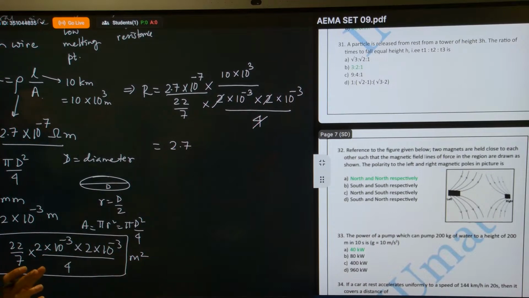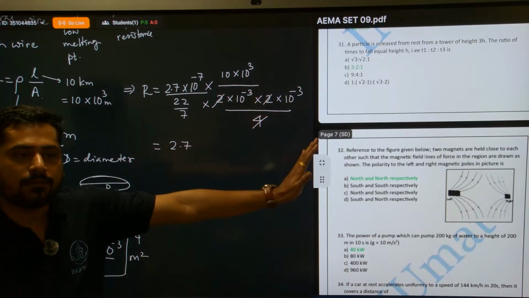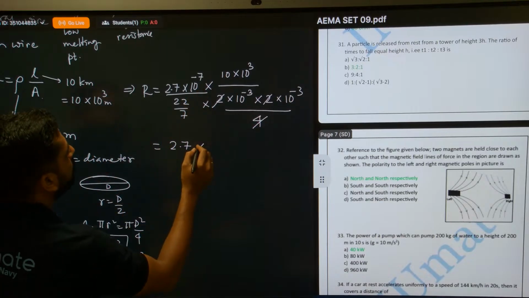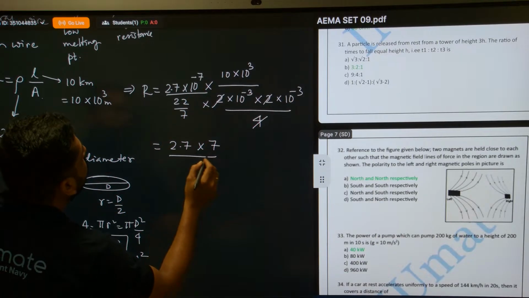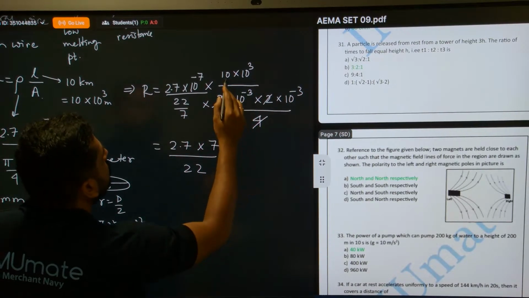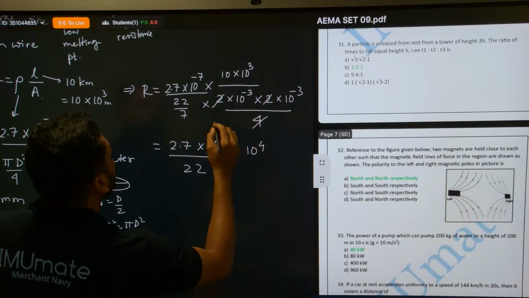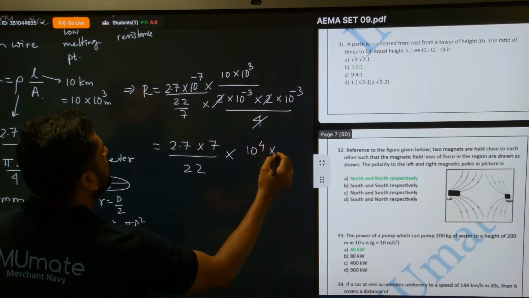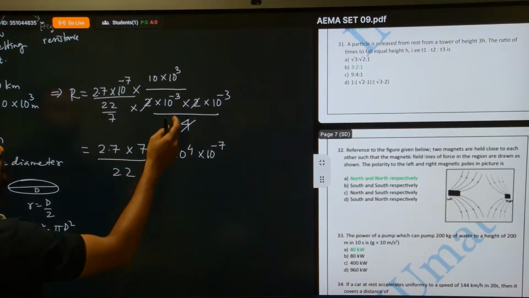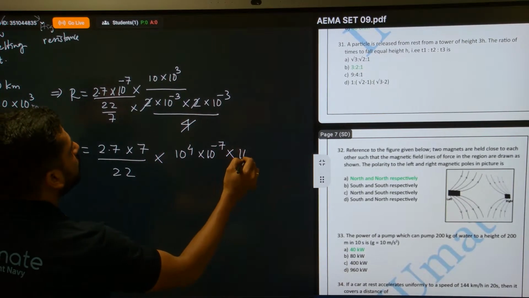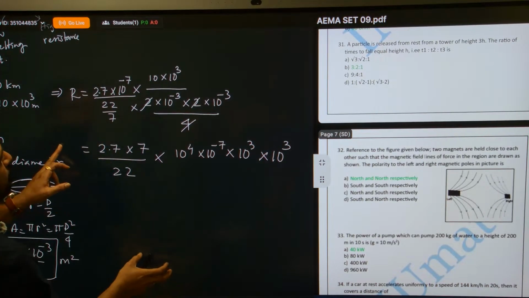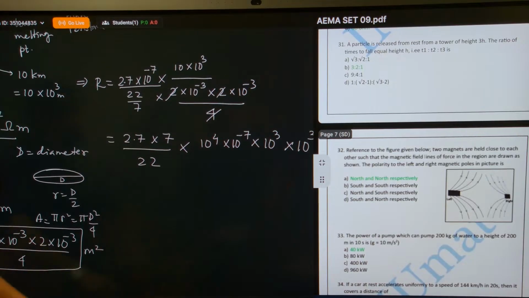Okay, to do this, the power of 10 should be taken apart for easier calculation. We'll just write down 7 would go up, divided by 22. Just look now, this part 10 to the power 4, into, this was already present, 10 to the power minus 7. 3 would go, 10 to the power 3. Just wait, 10 to the power 3. Anything left? No.